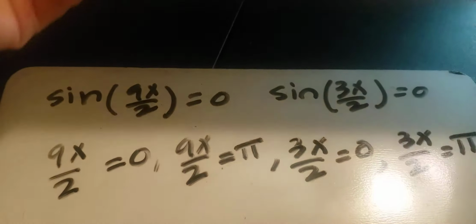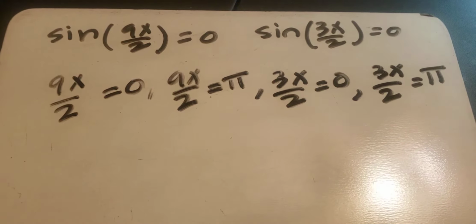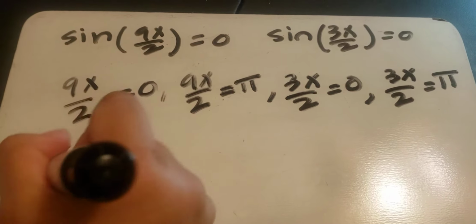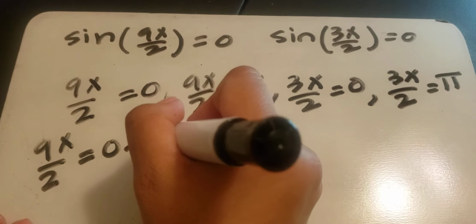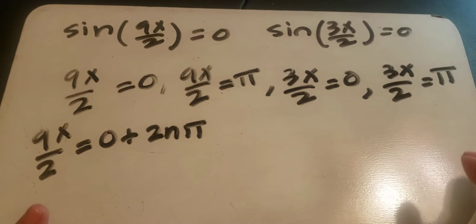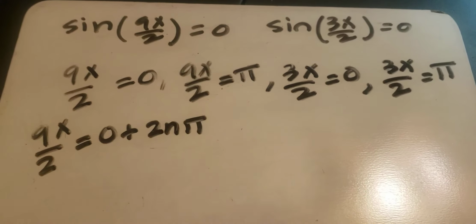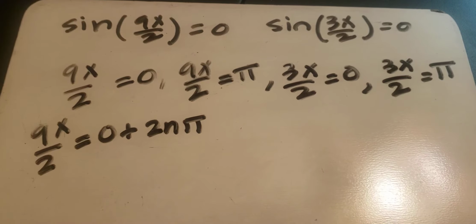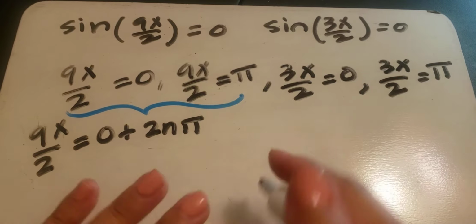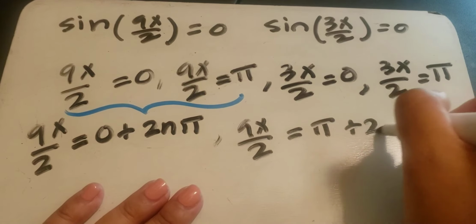So since we're going to be finding all the solutions between 0 and 2 pi, basically I should be able to get multiples. So I should have 9x/2 equals 0 plus 2n pi. Okay, and I could do this for every single one. But what I'm going to do is I'm going to solve for these two first and these two, just because I know I don't have enough room. Okay, so let's just concentrate on these. So I'm going to solve for 9x/2 equals pi plus 2n pi.